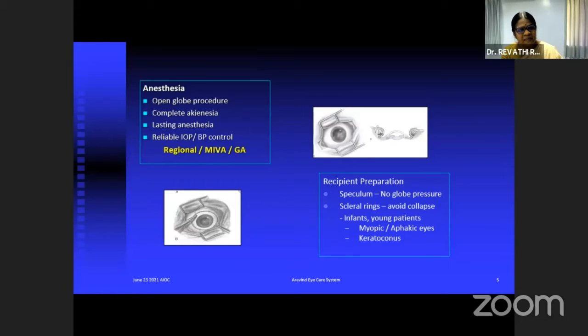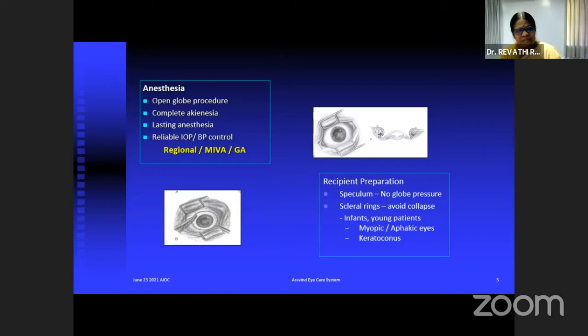And coming to the technique as such, the surgical technique, the anesthesia is very important, this being an open globe procedure. We need complete akinesia and a long-lasting anesthesia also. And we should be able to control the intraocular pressure and the BP well throughout the procedure. This is very, very important because this is an open globe procedure.